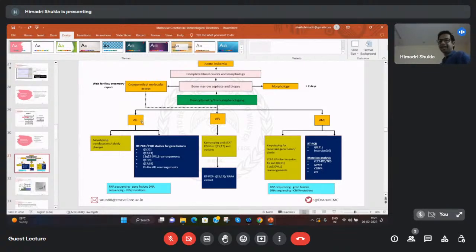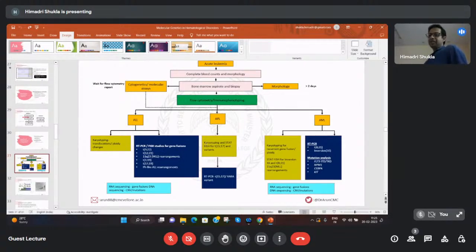So if it's a case of ALL, we look for specific translocations which have a lot of implications, like 9;22, 12;21. These are all the translocations that define your ALL as per your WHO criteria. And then MLL rearrangements, etc. So all this we were doing by RT-PCR or FISH. Now we have started doing it by NGS also.